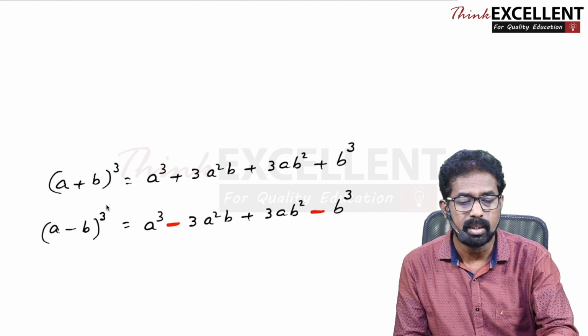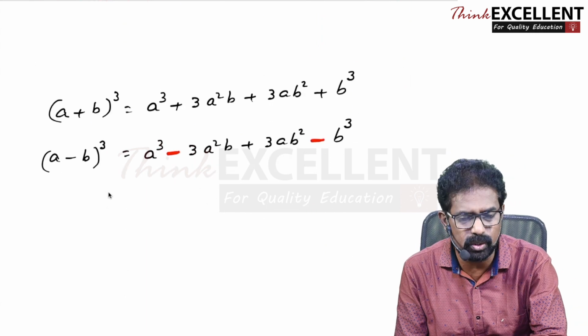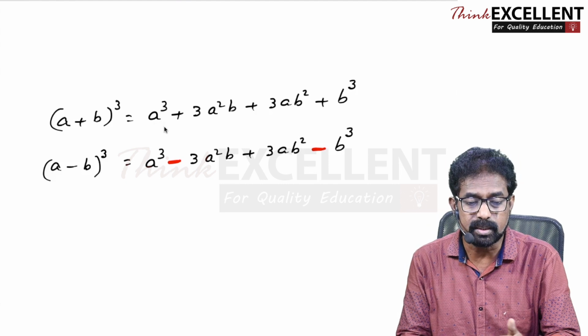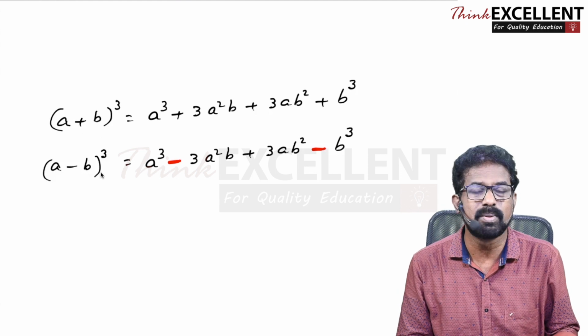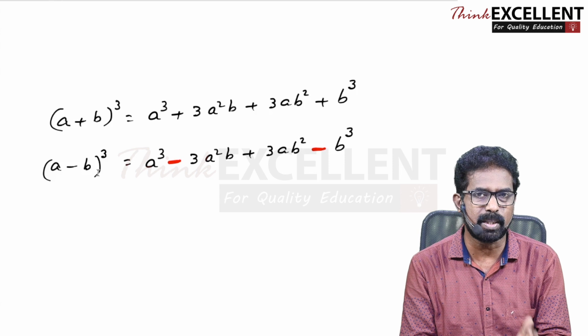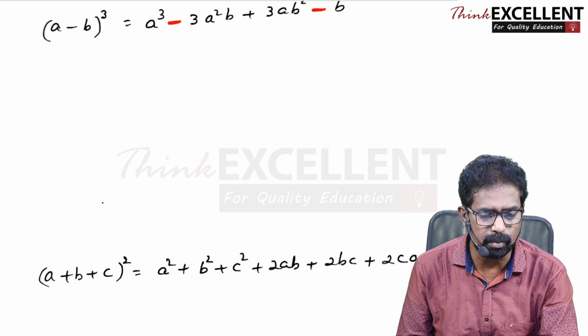See the next one. Earlier we have seen a plus b the whole square. Even if it is cube, a plus b the whole cube is a cube plus 3a square b plus 3ab square plus b cube. And a minus b the whole cube, same formula, alternate terms you put minus, right? First term positive, then negative, like that, okay? So this is an important one.